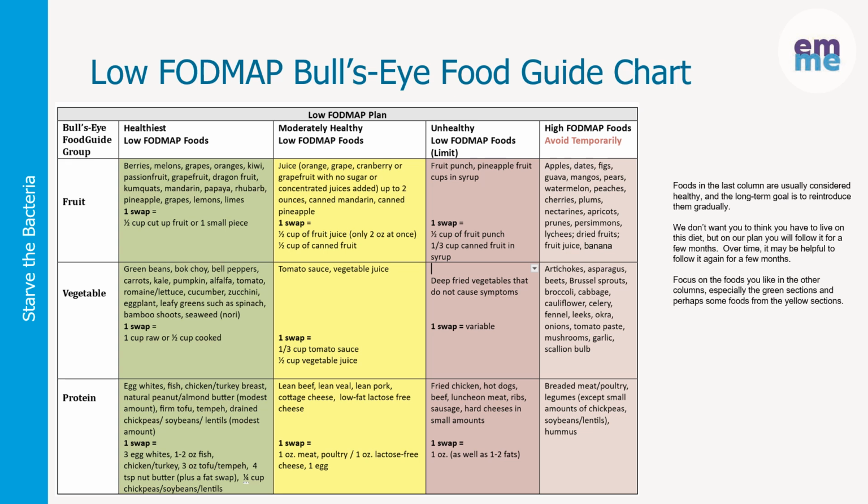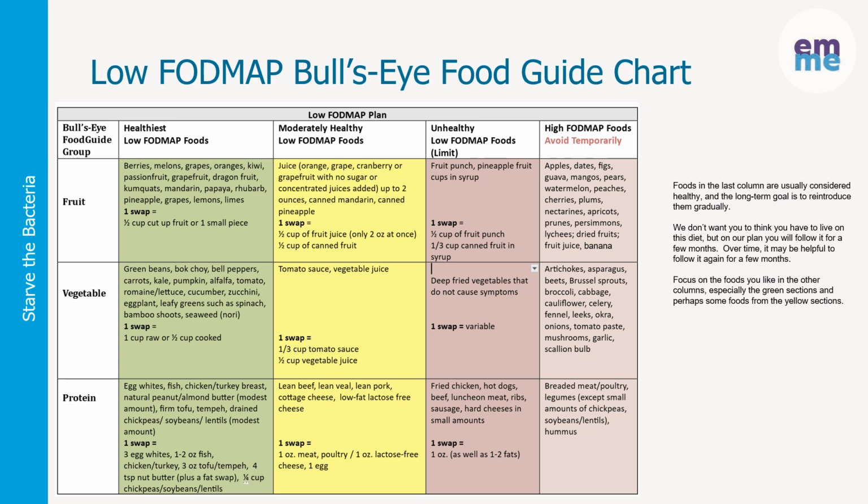And you can have them to some extent, some amount, but they're not the healthiest, and they're not going to really contribute to healing your gut and getting better. So we really want you to limit those foods in the darker red section. Now the foods in the last column, the lighter red section, are foods that you might think are healthy, and in general they are considered healthy, but they are very high in fermentable carbohydrates. So while we're trying to starve the bacteria, the goal is to avoid these.